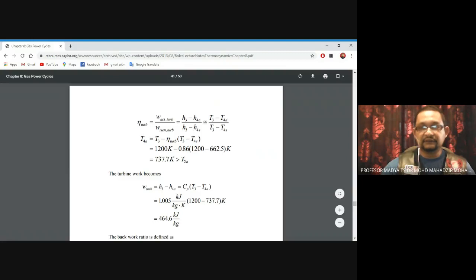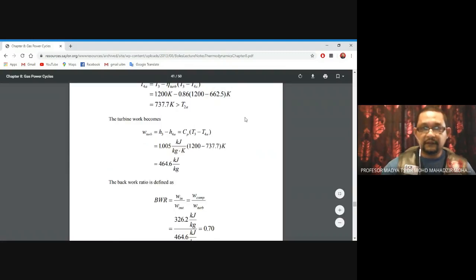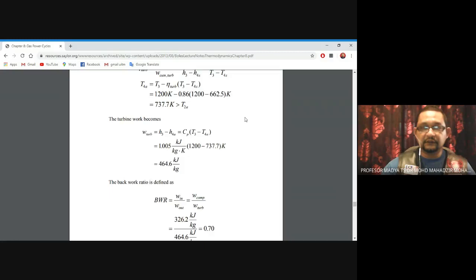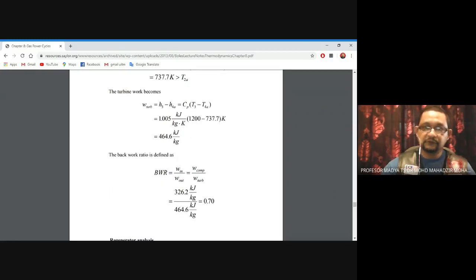And then as same as the compressor, the efficiency for the turbine is given. So use the formula for turbine efficiency. Put in all the values, and then from there you will get the actual temperature, 737.7 Kelvin. Okay, and then find work for the turbine. Use the work for the turbine H3 minus H4, and then change it to delta T. So put in all the values, and then you will get 464.6 kilojoule per kg.